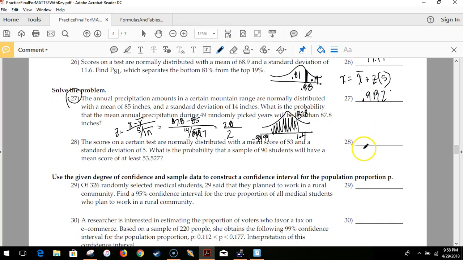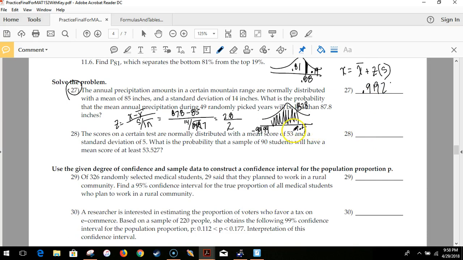On 28, you would do the same thing. Your mean is 53 and standard deviation is 5. N would be 90, and you want to know that you will have at least a mean of 53.527. So you would say whatever the z-score is for 53.527 up to positive infinity. Since you want at least that, that means you want that or bigger.